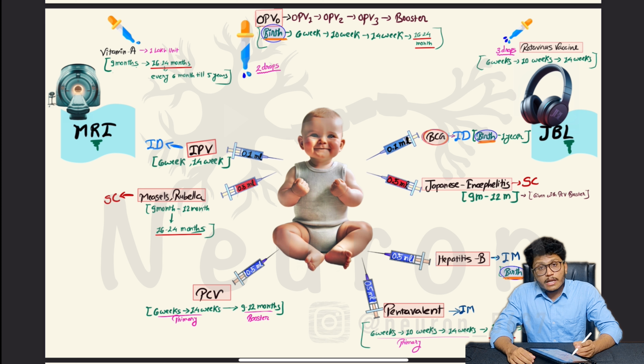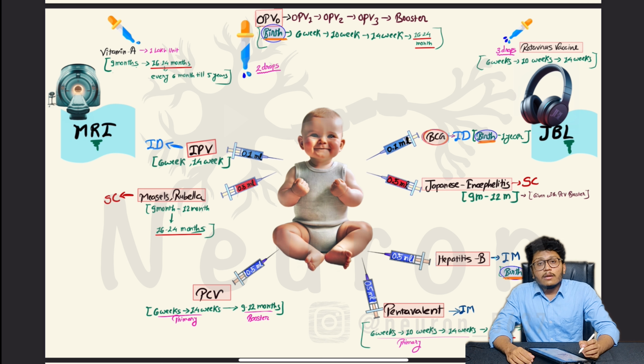The first dose of inactivated poliovirus vaccine is given at 6 weeks and the second dose is given at 14 weeks. While the first dose of measles rubella vaccine is given at the age of 9 to 12 months, and the second dose is given at the age of 16 to 24 months. You have to remember MRI. Here the R stands for right arm. So in the right arm, measles rubella vaccine and inactivated poliovirus vaccine are given.